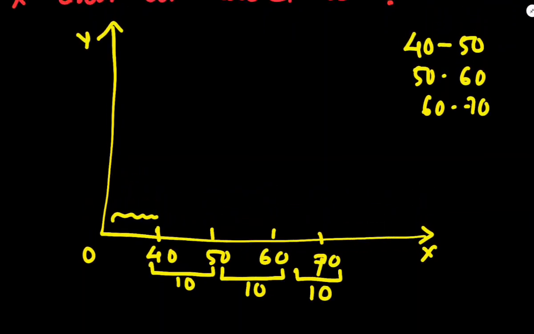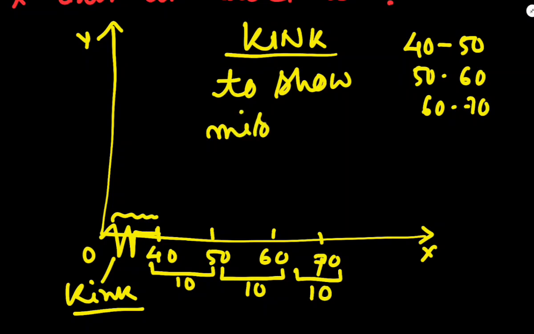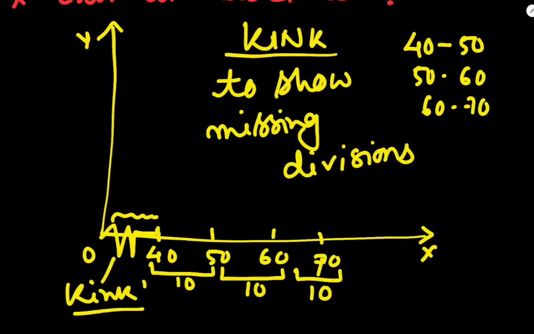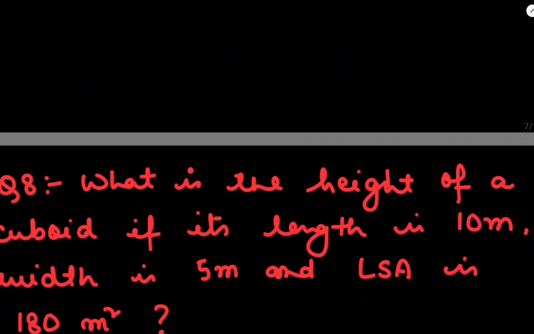So to show those missing divisions, we break this line like this, and when we break it, what do we call it? A kink. So the work of a kink is to show missing divisions, right? It is the word kink. Okay, now this was theory, very easy.